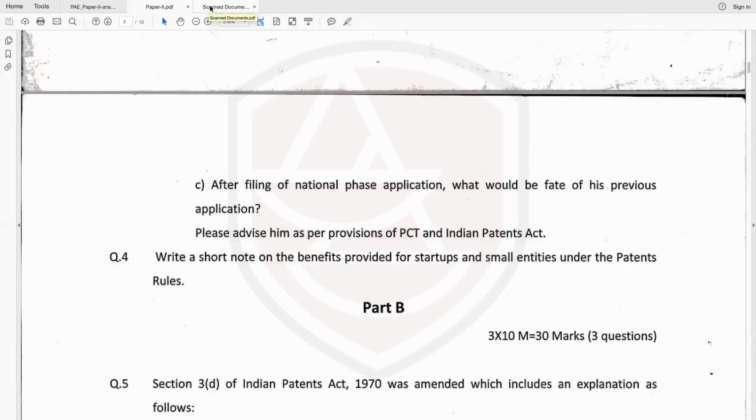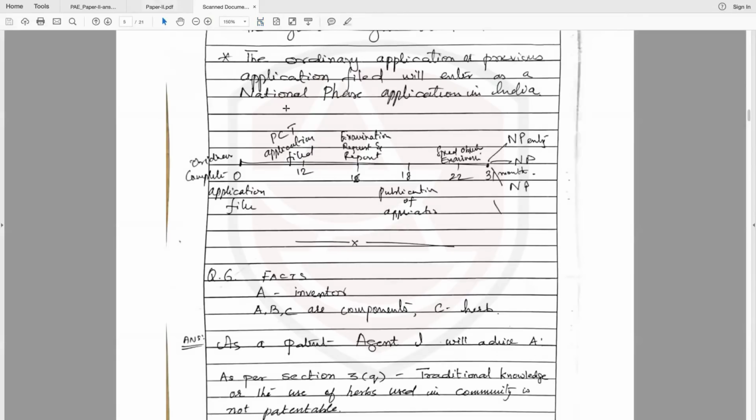So the present rules mention that according to Rule 2FB, a startup is an entity as prescribed by the DIPP. So each and every time the DIPP comes up with a notification, it comes up with a definition of startup, and the Patents Act and the rules will use that definition to interpret what is a startup. So let's see how the candidate has fared according to the 2016 rules.